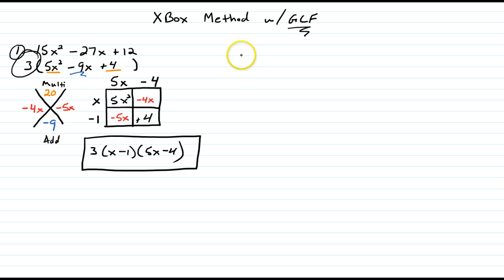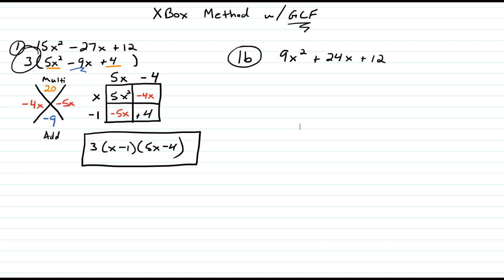So you're going to try 1b on your own. All right, try 9x squared plus 24x plus 12. It is going to have a GCF, so you want to find the biggest number that you can take out of 9, 24, and 12. So the biggest number you can take out is going to be a 3. And so now we're just going to basically divide each one of these terms by 3. So 9 divided by 3, 24 divided by 3, 12 divided by 3.